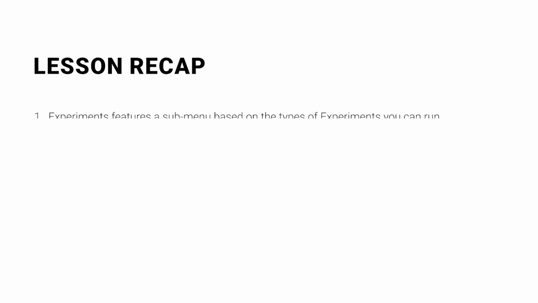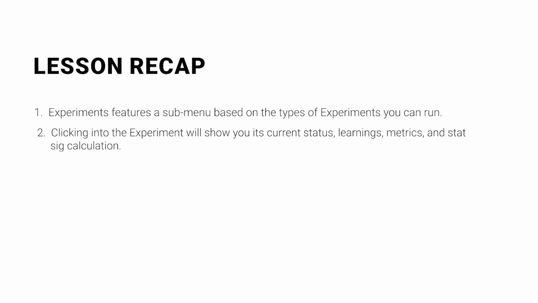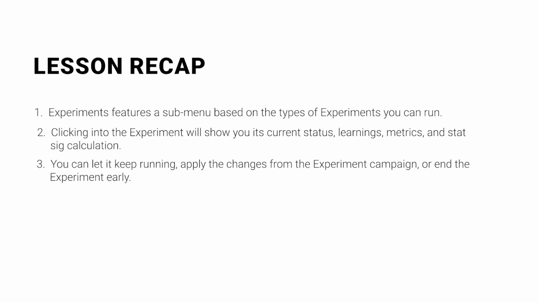So to recap, Experiments has a submenu based on the types of experiments you can run, and we're going to cover those a little more in depth next. Clicking into the experiment will show you its current status, learnings, metrics, and statistical significance calculation. You can let the experiment keep running if it's not over yet, but if you see something you do or don't like, you can still go ahead and apply the changes from the experiment campaign or go ahead and end it early if you're not happy with what you're seeing.